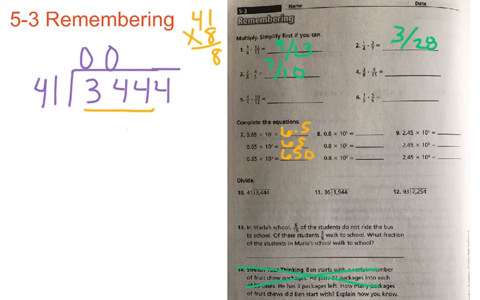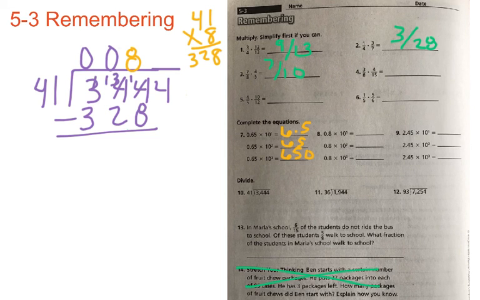8 times 1 is equal to 8. 8 times 4 is equal to 32, and that's pretty close. So we're going to put up here our 8, and then we're going to subtract 328 from 344. 4 is going to become a 14. This 4 is going to become a 3. And you can then start your subtraction. 14 minus 8 is equal to 6, and 3 minus 2 is equal to 1. 3 minus 3 is equal to 0, and I can do my check to make sure 16 is less than 41, the divisor, so I am good to go.